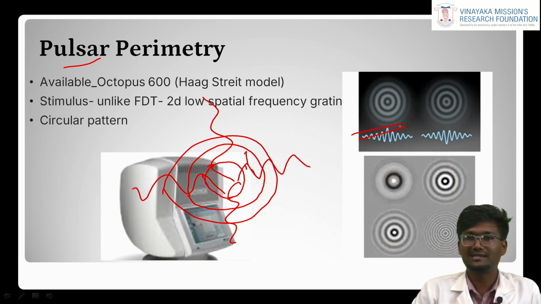Keep in mind that FDT, which is frequency doubling technology, uses a single-dimensional wavefront, whereas in pulsar perimetry, two-dimensional frequency gratings will be used.